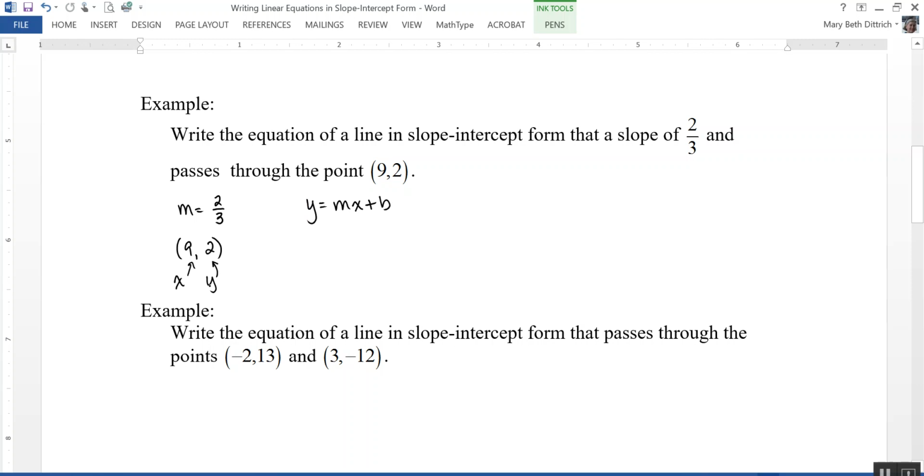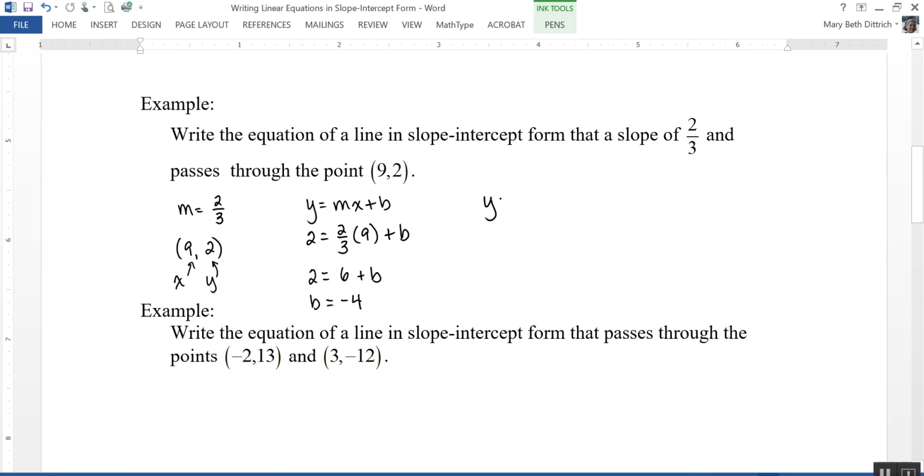can plug in my y-coordinate for y. I'm going to plug in my slope for m, and I can plug in my x-coordinate for x, because what I don't know is b. Now I have an equation that I can solve for b and figure out what b is. So 2 equals, and 2/3 times 9 is 6 plus b, and then subtracting 6 from each side, I get that b is -4. So my y-intercept is -4.